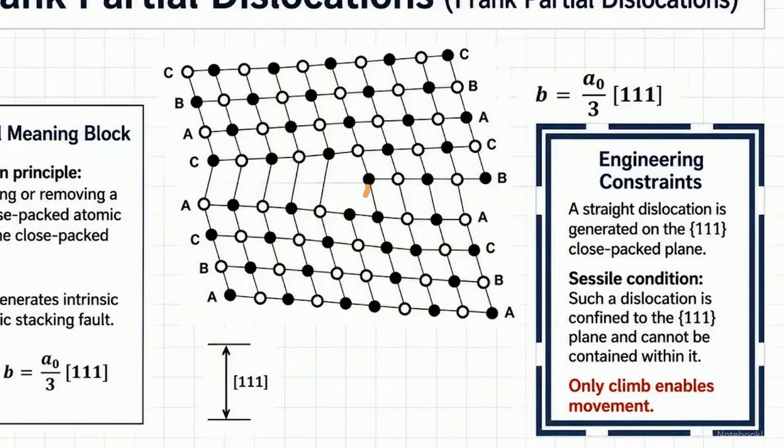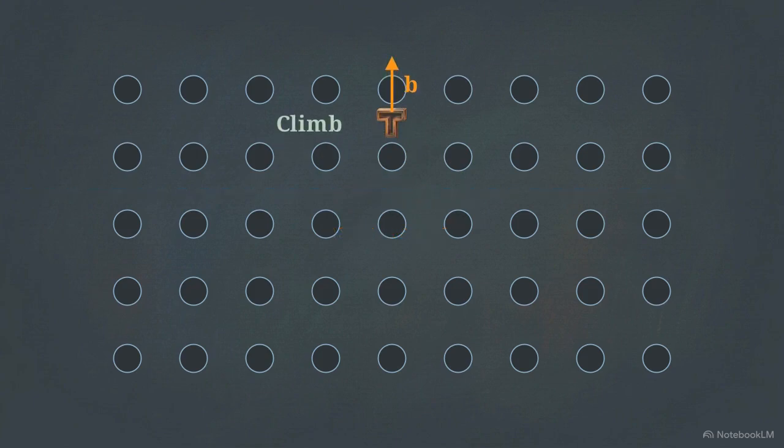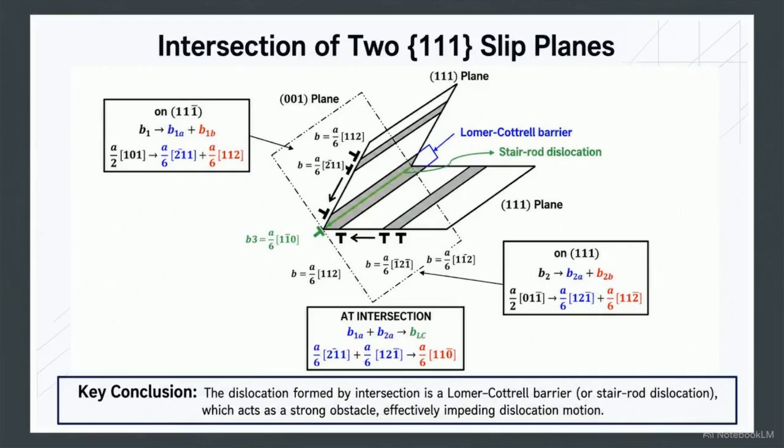Here, the insertion or removal of a 111 plane creates a Burger's vector perpendicular to the close-packed plane. Because this vector points away from the glide path, these structures are trapped and can only move via non-conservative climb. During severe deformation, multiple slip systems are active simultaneously. This graphic shows what happens when 2 separate 111 slip planes intersect.